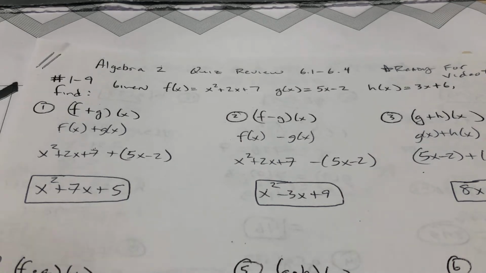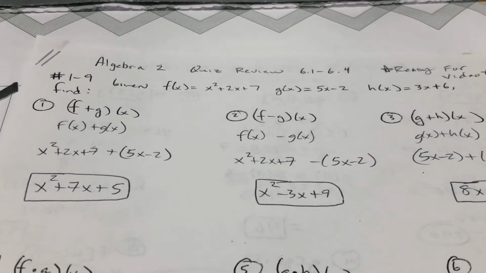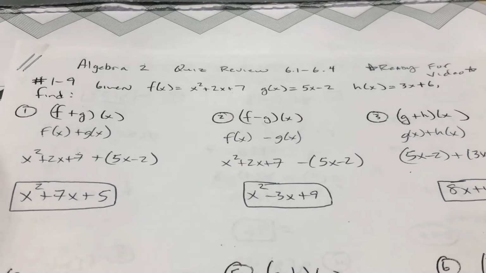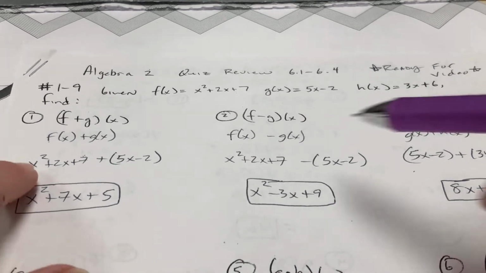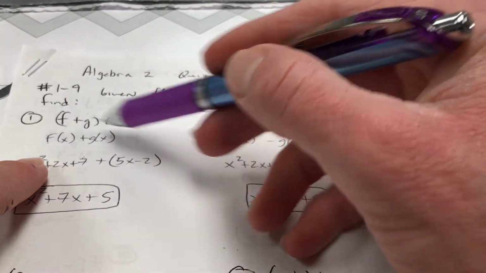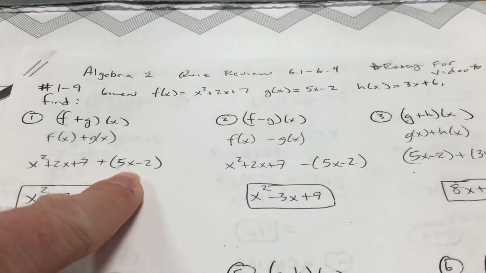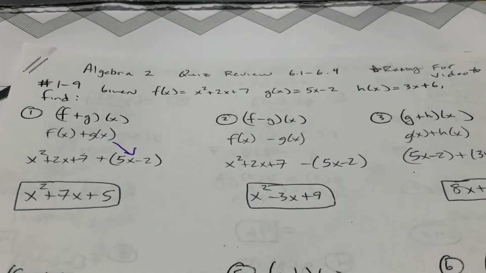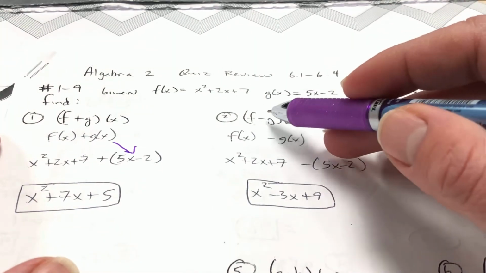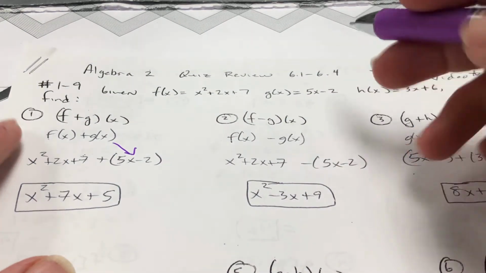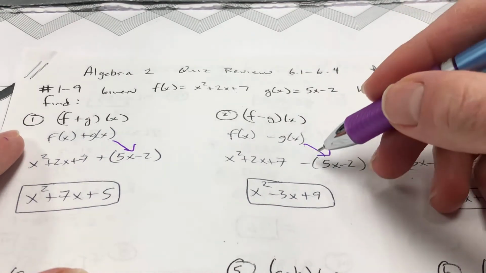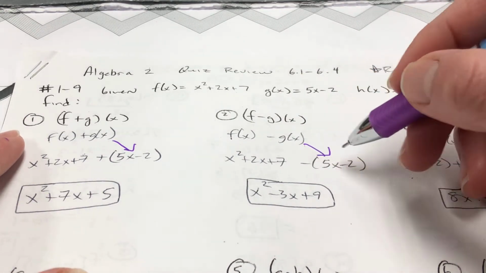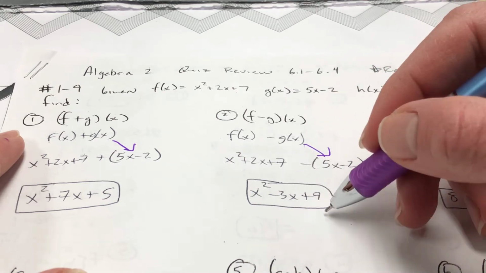All right, so numbers 1 through 9, given f of x is that, g of x is that, and h of x is 3x plus 6. Find the following. So when it says f plus g of x, that simply means f of x plus g of x. Okay, so I take f of x, add it to g of x. Highly recommend that second function you put in parentheses, especially when we're going to subtract it. Like here, you have f of x minus g of x. Okay, it's very important that you put this in parentheses so that you can see you're subtracting a negative 2, which means you're adding 2 to 7.